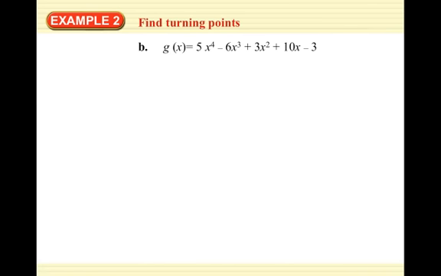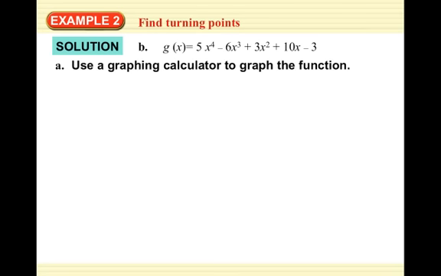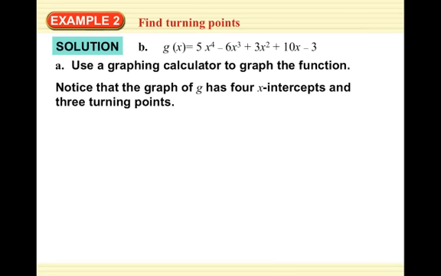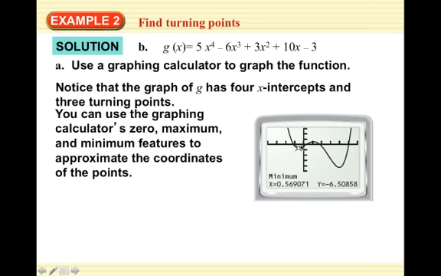Let's look at g of x equals 5x to the 4th minus 6x cubed plus 3x squared plus 10x minus 3. So we're going to use the graphing calculator to graph the function. Notice that the graph of g has 4 x-intercepts, 4 zeros, and 3 turning points. Again, you can just use the calculator to go point by point to get the zeros. You have to decide whether you have a maximum or minimum whenever you're finding it. So here's an example of a minimum, here's an example of a maximum, and here's an example of a minimum.